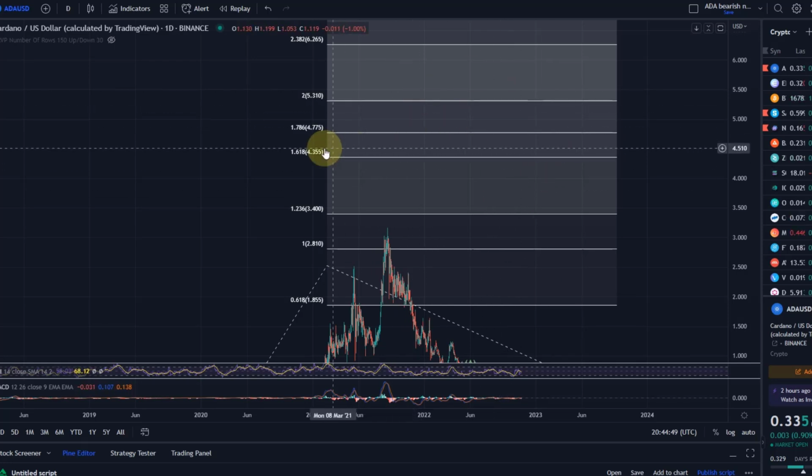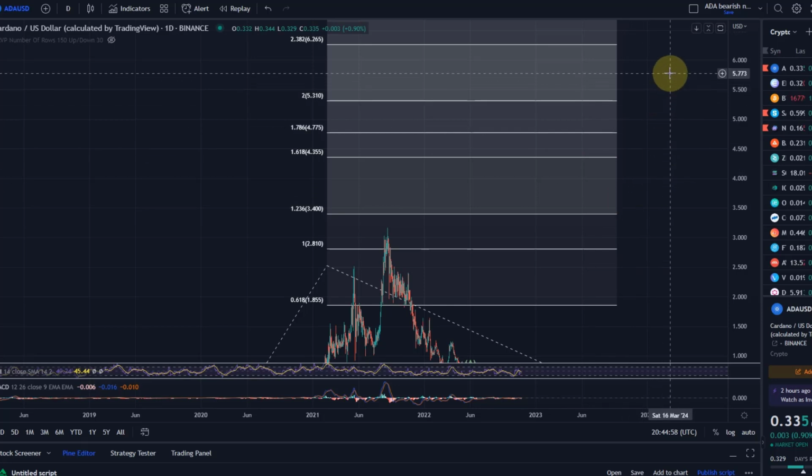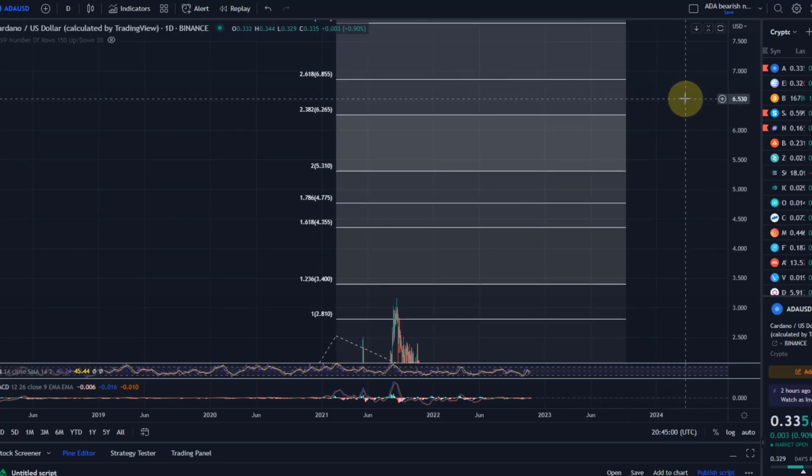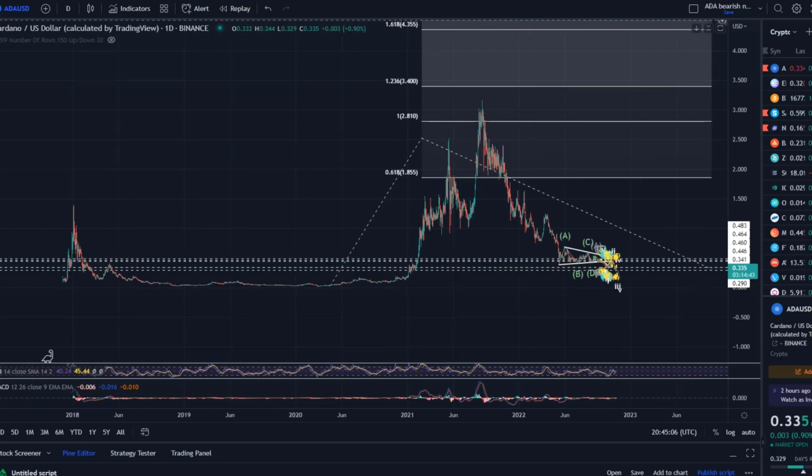Normally it would be sort of in the region between the 1.618 and the 200% extension. And that would be a wave 3, a larger wave 3. Then there should be a wave 4 down and a wave 5 up. And that would then take us even higher, maybe sort of in the region around $6.85.